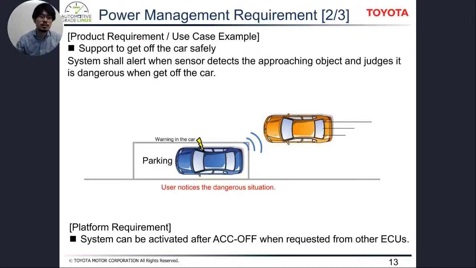Another use case related to power management is alerting. The system shall alert when the sensor detects a dangerous situation, even when the system is in ACC off state. The alerting function should be activated from other issues. So the power management module supports this functionality in some implementations.